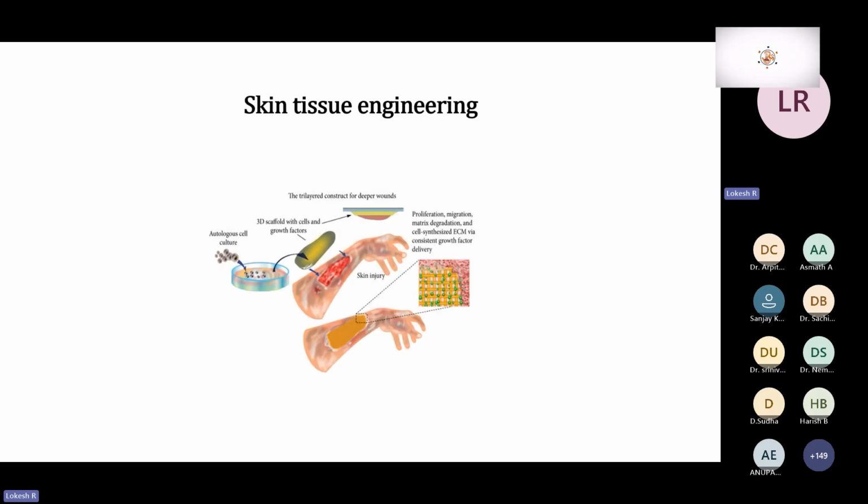So this is an example of skin tissue engineering. See here, you can see the damaged skin in this part. Okay, damaged skin is there. And if it is not replaced, what happens? A scar might develop. So what has to be done is, the cell has to be grown outside, kept in the scaffold, and then placed back into the hand again, so that there will be no scars.